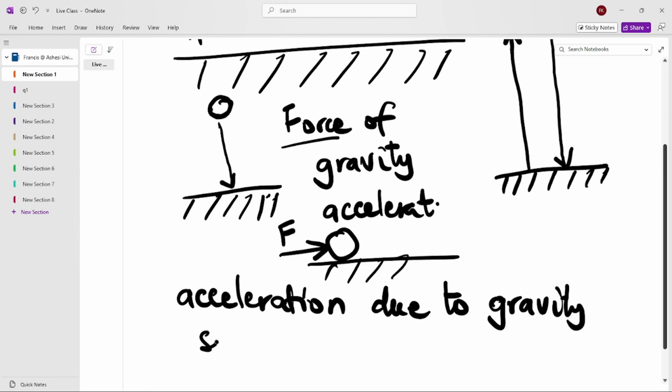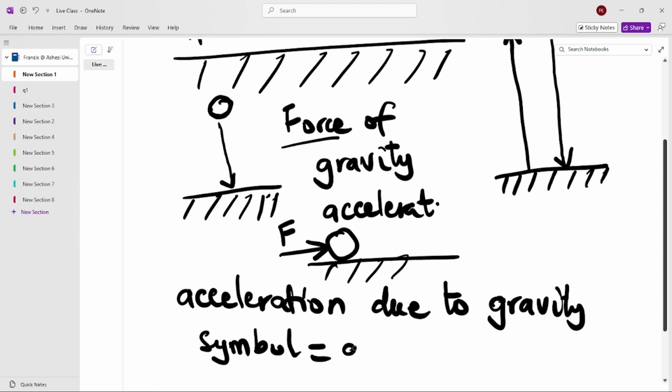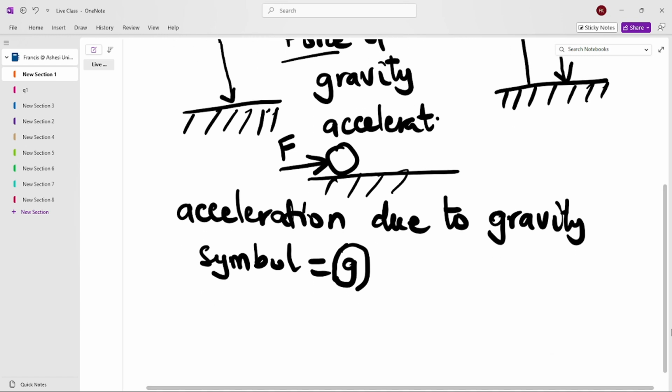The symbol we use for it is g. Whenever you see g, they are just referring to acceleration due to gravity. So how then do we use it in the equations?